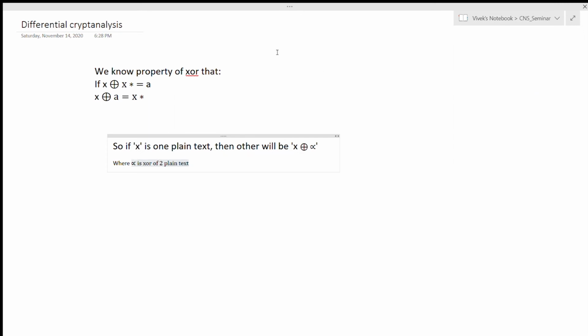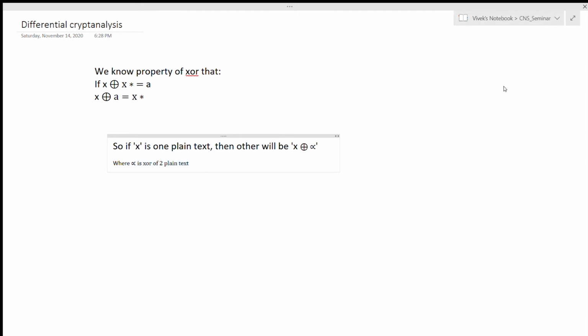Now, from our previous knowledge, we can use the property of XOR: if two numbers are XORed and the result is A, then if one number is XORed with the result, it gives the second number. Similarly, if we take x as one of the plaintexts, then the other plaintext should be x XOR alpha, where alpha is the XOR of the two plaintexts.